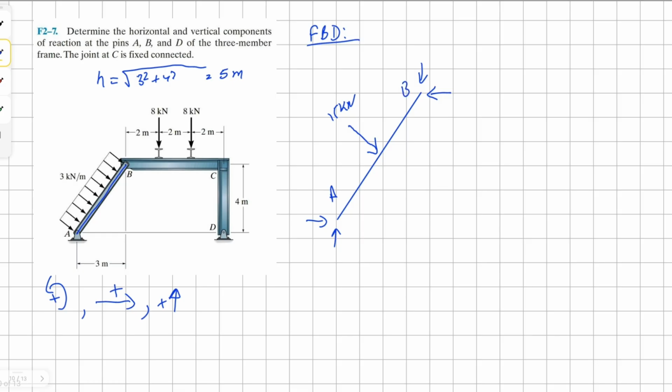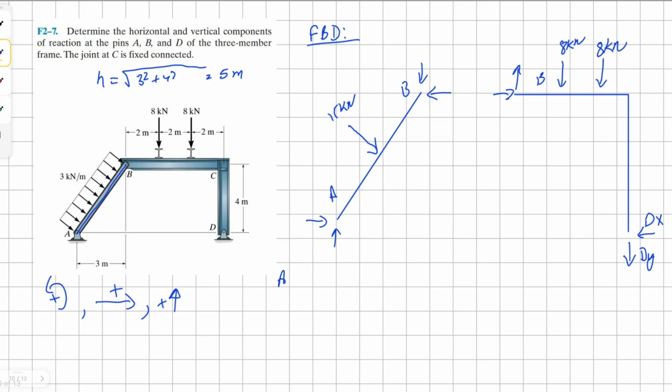Okay, and let's draw the free body diagram for member BD. We know that we need to have opposite directions for our reaction forces at point B. And we know there are 2 point loads, 8 kilonewtons each, and they are 2 meters apart. Similarly, we have a pin connection at D, so we're going to have two reaction forces, vertical and horizontal.